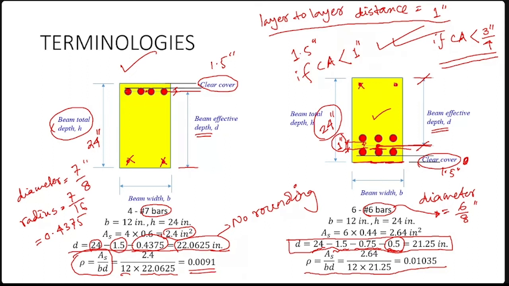Stirrups are also not considered. We consider the main bars that are resisting bending moments. That's our whole purpose. So you calculate AS only for the main bars that are resisting bending moment, and B and D, I think you already know how B is always assumed or given, and how do you calculate D?